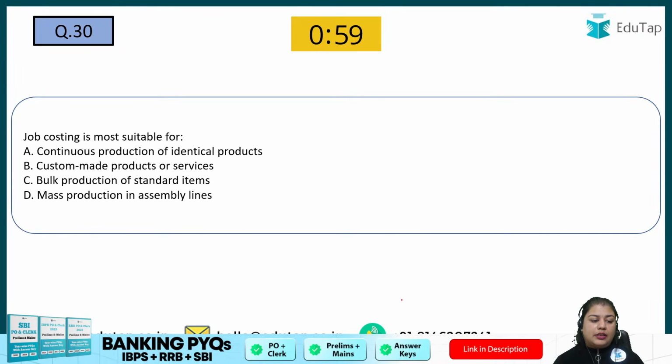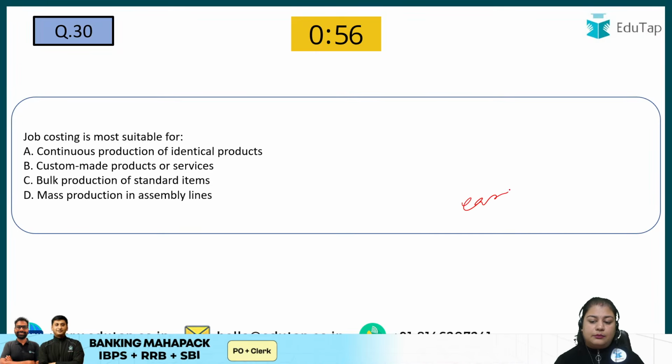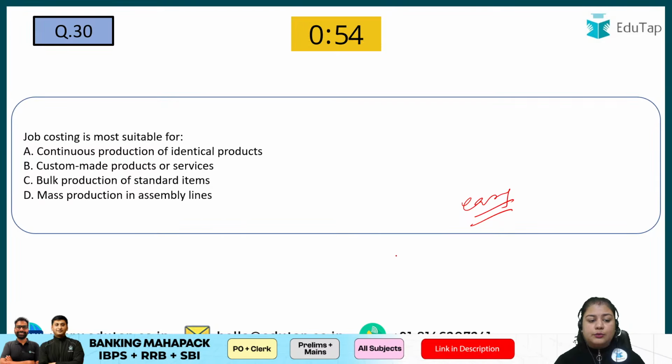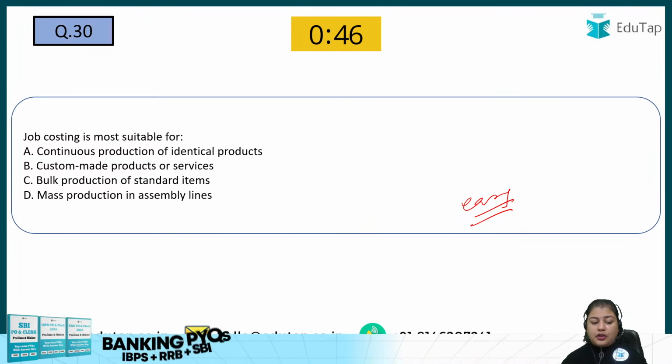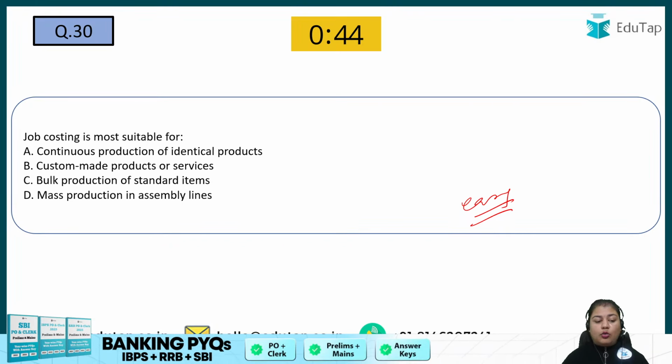Next, question number 30. Very easy question again. Job costing is more suitable for continuous production of identical products, custom made products or services, bulk production of standard items, mass production in assembly lines. So what will be the correct answer?